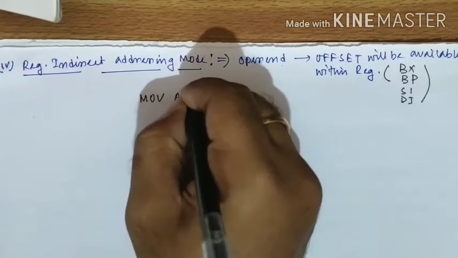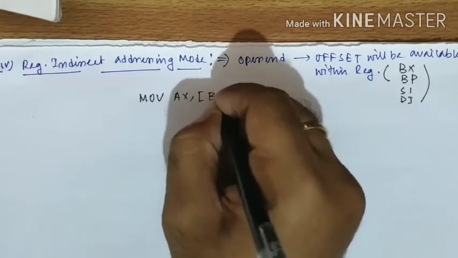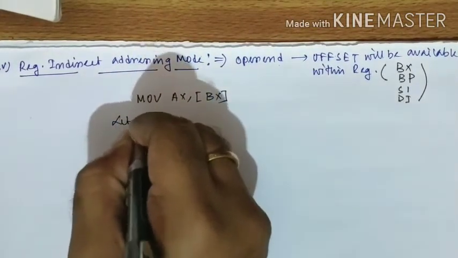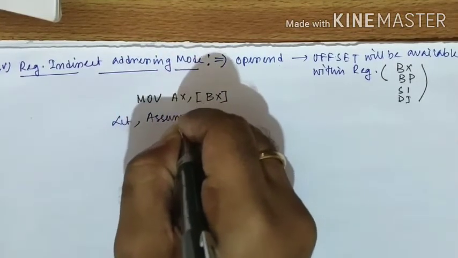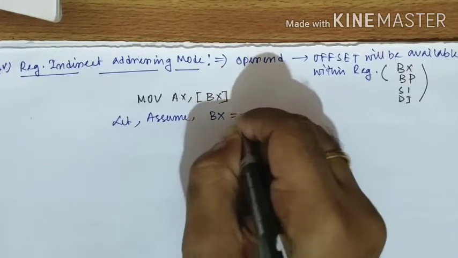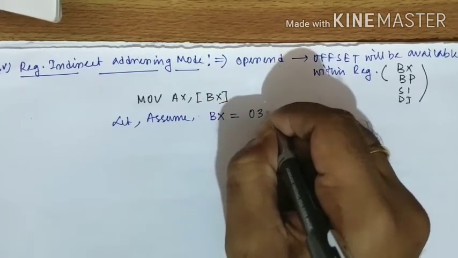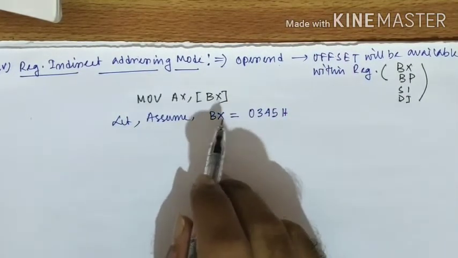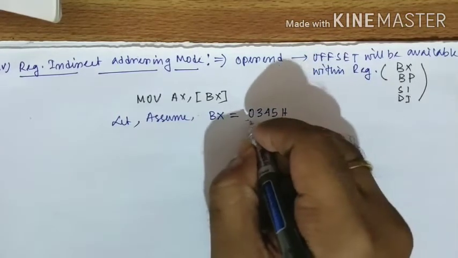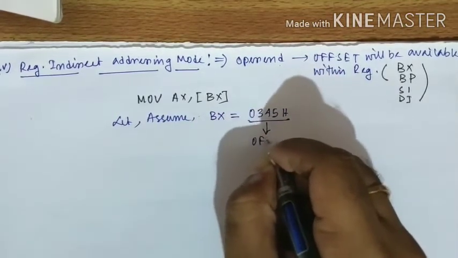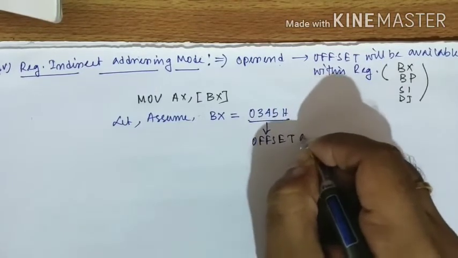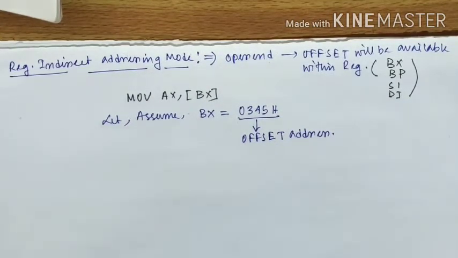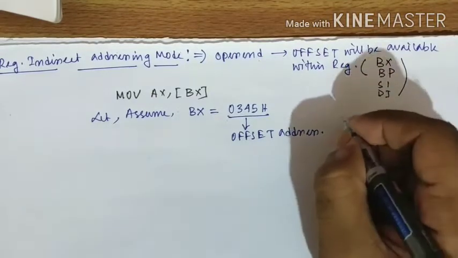Move AX, bracket BX. Now let's assume the value of BX register is 0345 hex. So that is the content of the BX register. Now here this content will be treated as offset location. This content will be treated as offset address. So right now what happens? The address becomes 0345 hex.